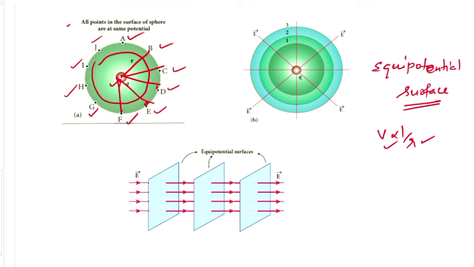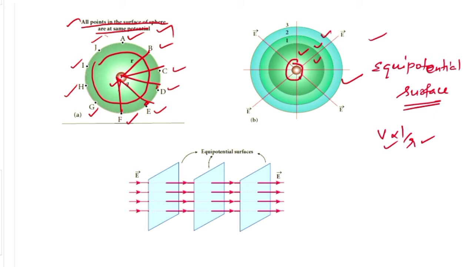So all the points on the surface of the sphere are at the same potential, which is known as an equipotential surface. That's all. As far as the point charge is concerned, we can obtain even an infinite number of equipotential surfaces.